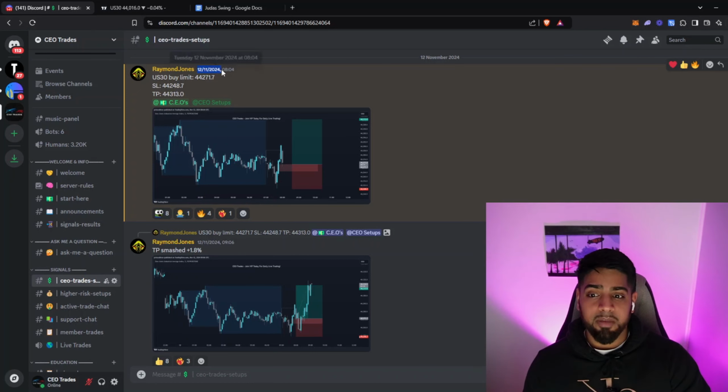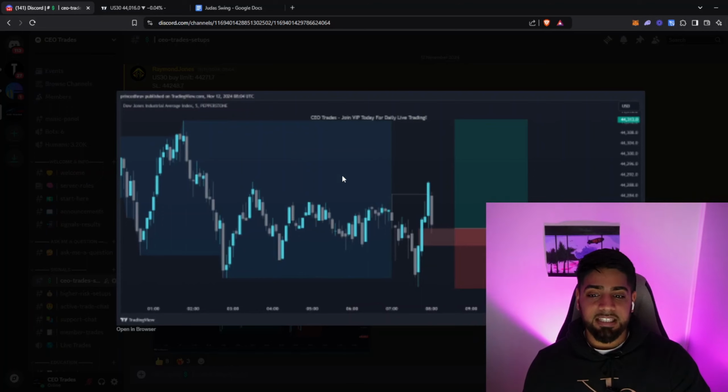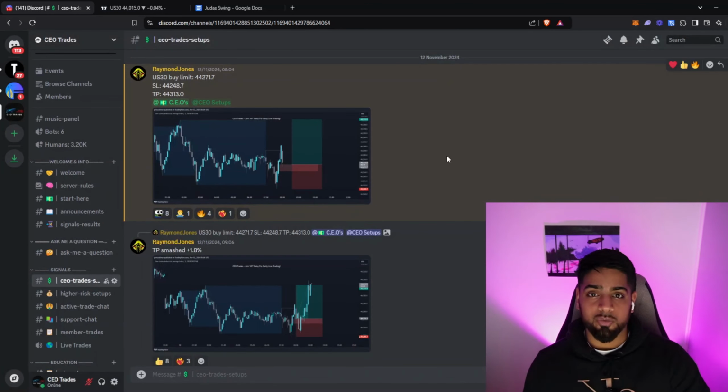On the 12th of November 2024 at exactly 8:04 in the morning, I sent this US30 buy limit into the VIP group. Now, when I sent this trade, this is where price was, this is where market structure was, and we were anticipating a tap into this fair value gap and then a run to take profit.